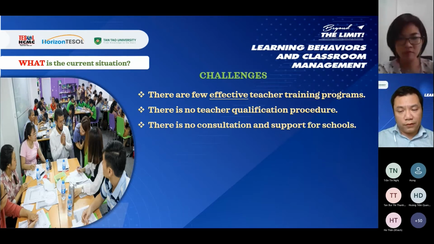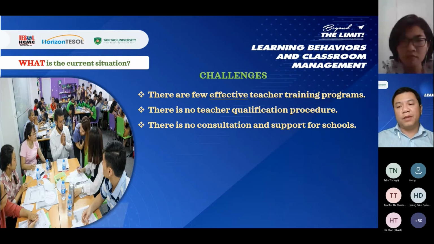There's no consultation and support for schools. I know a lot of schools, public and private, in Vietnam that want to implement the program of teaching math and science in English, but they don't know where to start, how to do it, and they don't have the teachers to do it. And they don't know where they can get help with that. So there's no consultation or support.